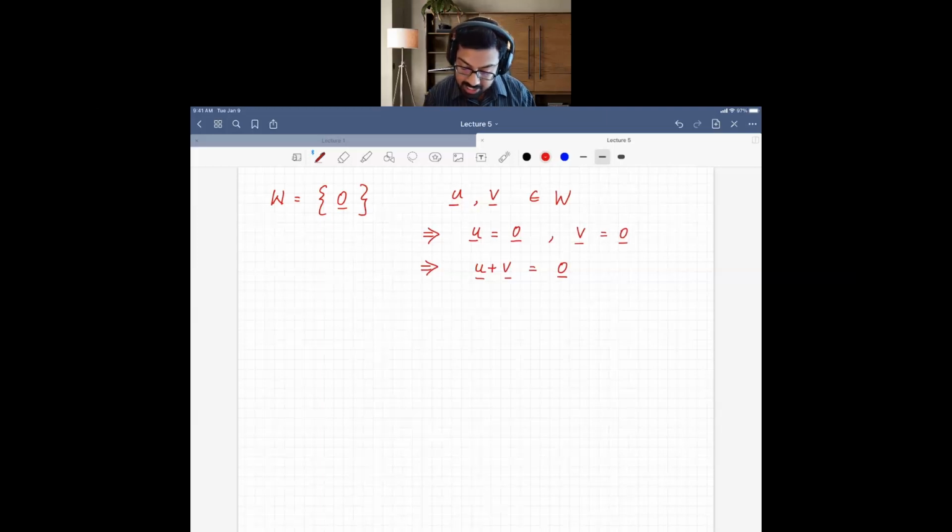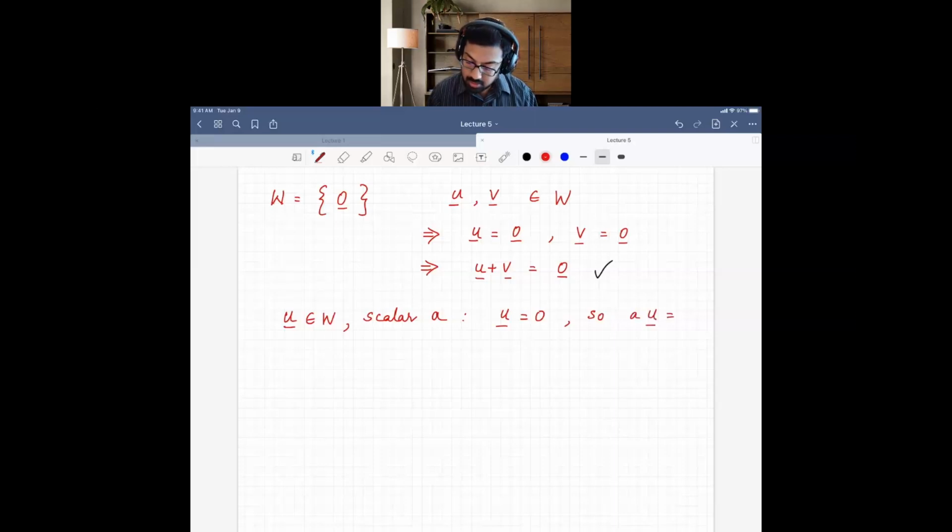Next, how about scalar multiplication? So let's check over here. It is obviously non-empty because it has the zero vector. Next, for scaling, I'm going to assume that U belongs to W, and there is a scalar A. So let's check. If U is 0, it has to be in that W space. So U has to be 0. So when you do A times U, you also get A times 0, which is going to be 0, which belongs to W.